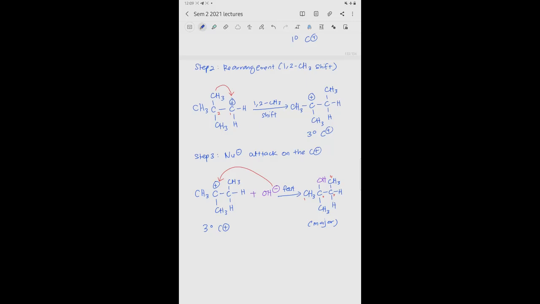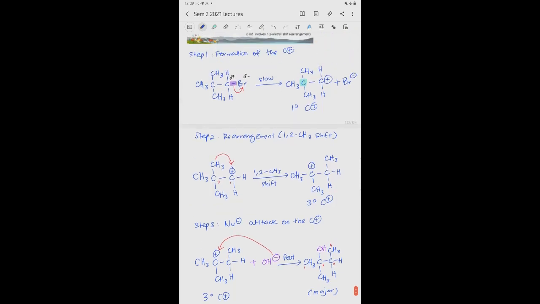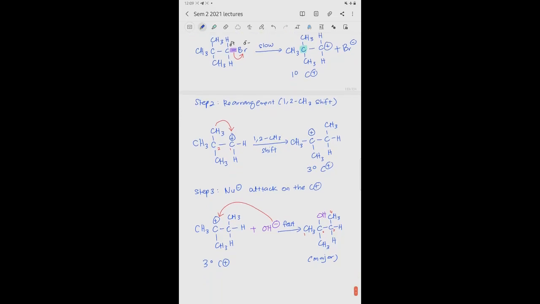Okay, so this is why the major product is not the OH substituting the Br at carbon number 1. So that one will be the minor product. The major product is formed when we do the rearrangement, a 1,2 methyl shift, for this reaction.